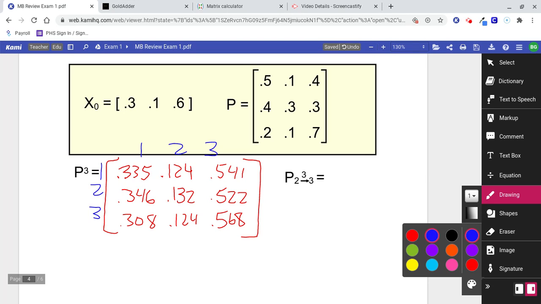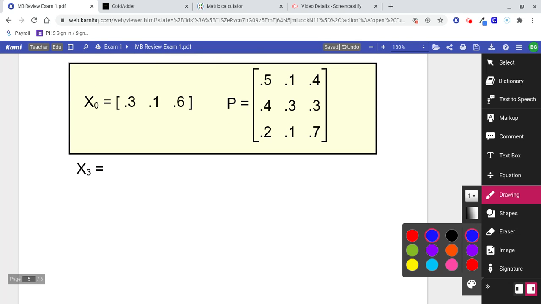So the next problem says probability of going from state 2 to state 3 in 3 transitions. Well, if you look at going from row 2 to column 3, we're looking at this probability right here. That answer is 0.522. That's a good question. It's an easy question if you know what to look for. If you don't know what you're doing, you'll never, ever get there, though.